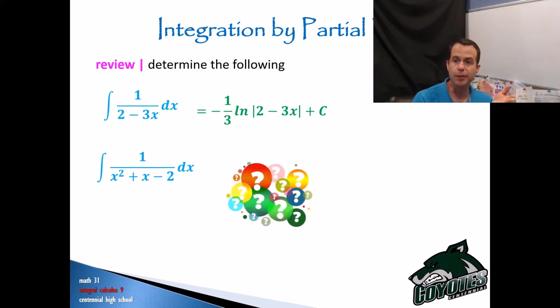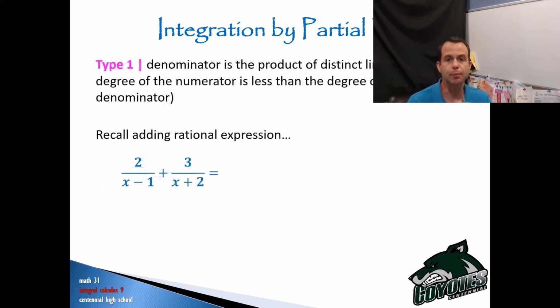Okay, so how do we do something like this? Okay, so type 1. Type 1 is when the denominator is the product of distinct linear factors. So the degree of the numerator is less than the degree of the denominator. So I have a higher degree on the bottom. And I essentially am going to want to try and factor it.